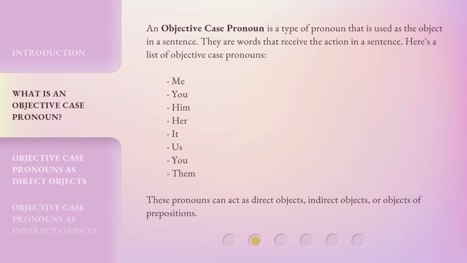An objective case pronoun is a type of pronoun that is used as the object in a sentence. They are words that receive the action in a sentence. Here's a list of objective case pronouns: me, you, him, her, it, us, you, them. These pronouns can act as direct objects, indirect objects, or objects of prepositions.